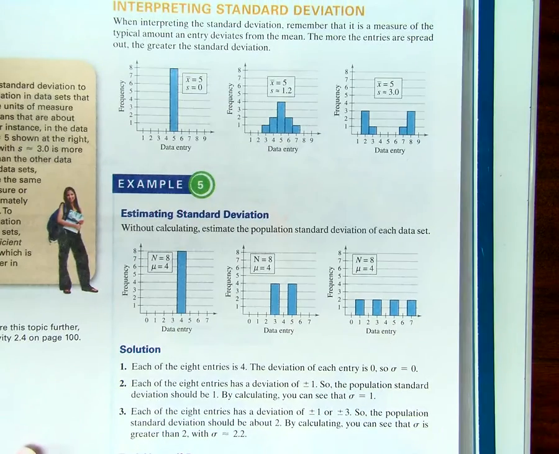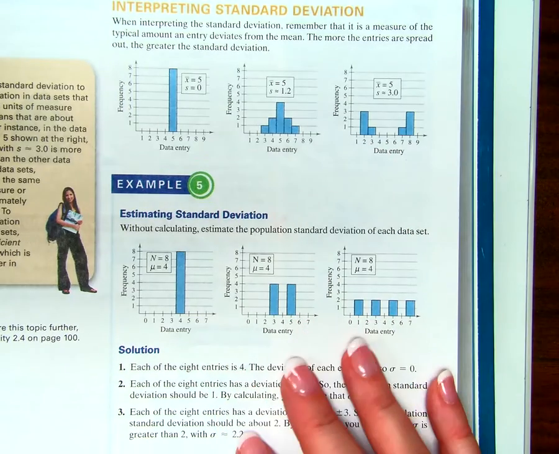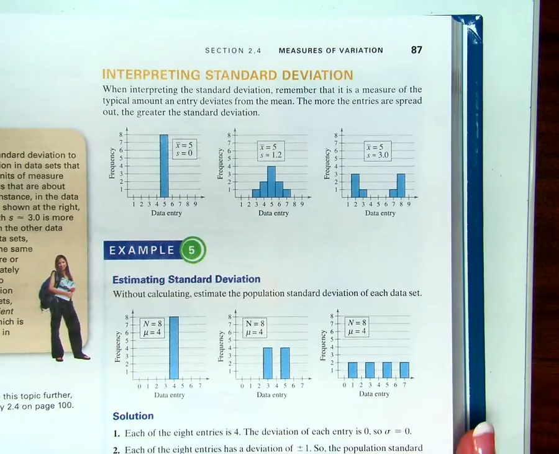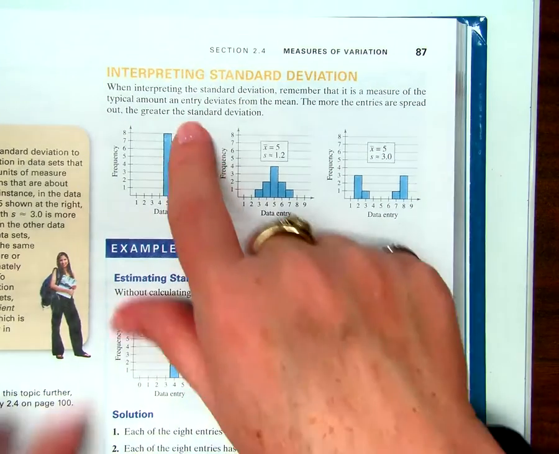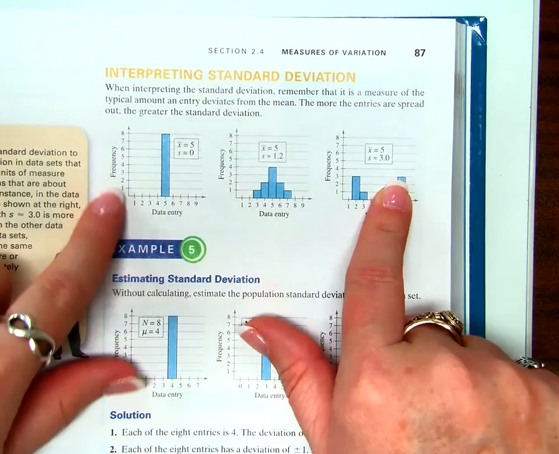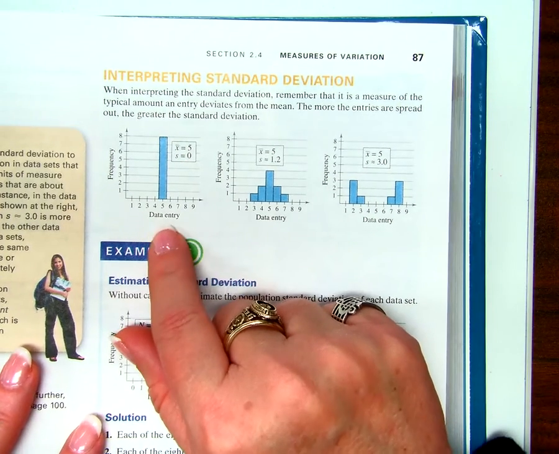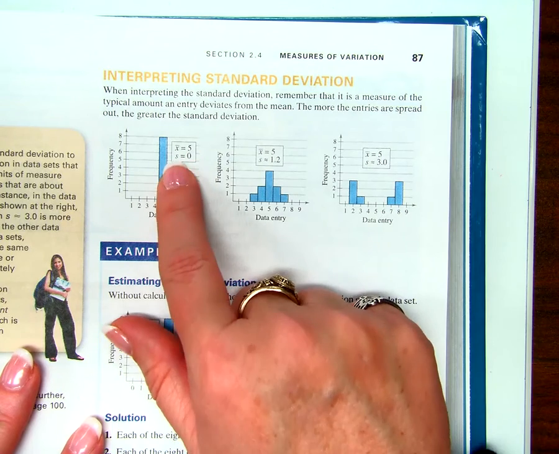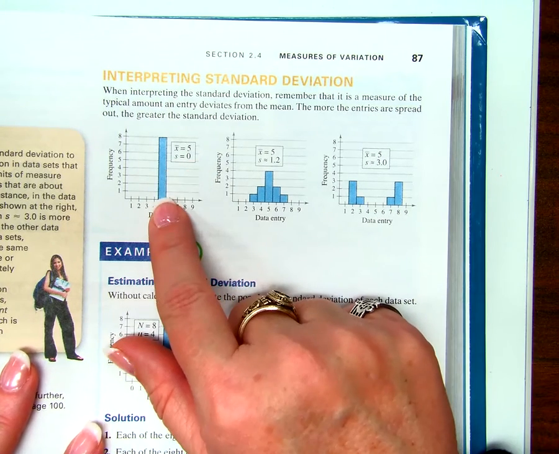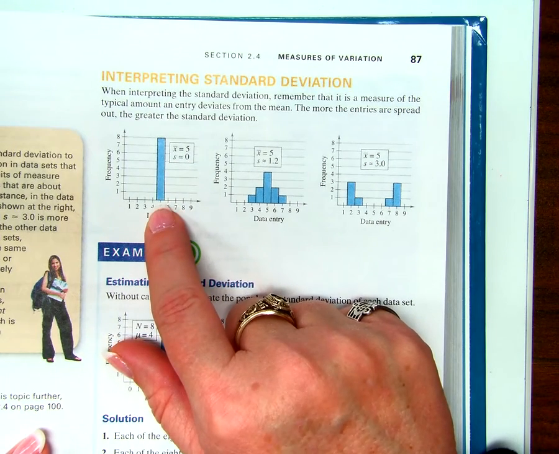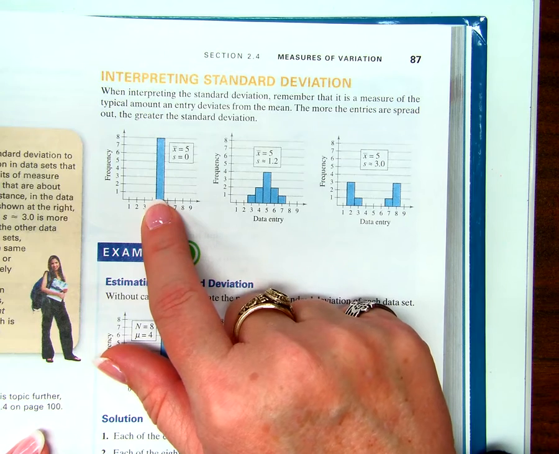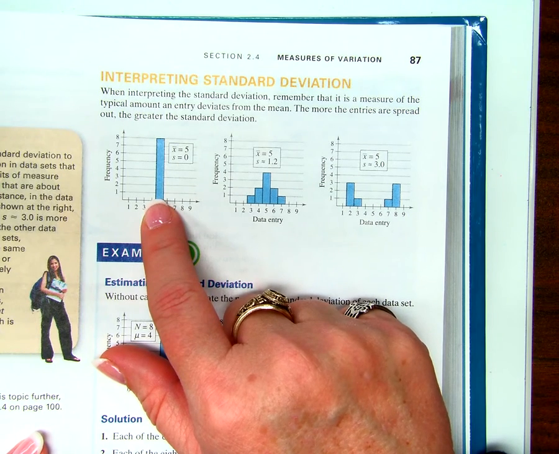Interpreting standard deviation. These are really good examples to look back at. Example number 5. But let's talk about these 3 right here. The mean of this sample data is 5. The standard deviation is 0. Why is it 0? Because there's only one kind of data and it's all 5s, right?